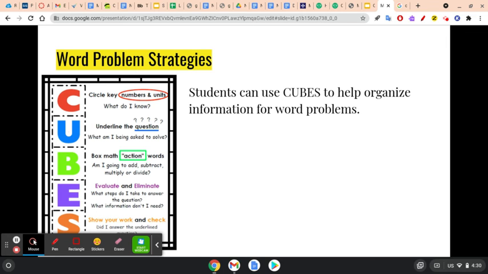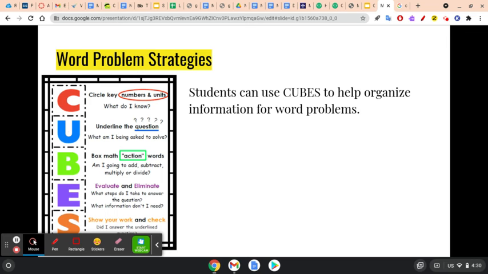We do talk about information that is not needed in a word problem or that they can eliminate. The U stands for underline the question, and make sure that they know what the word problem is asking of them, so they know exactly what to do to solve it. B is boxing those math action words and figuring out, am I having to subtract? Am I having to add, multiply, or divide? Or am I doing two different steps?